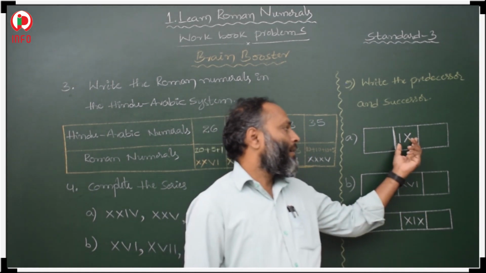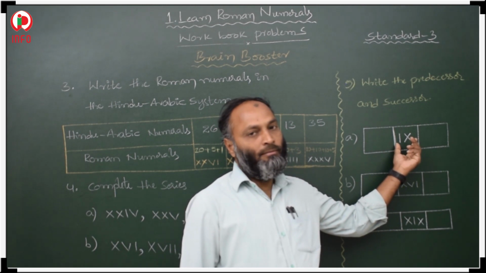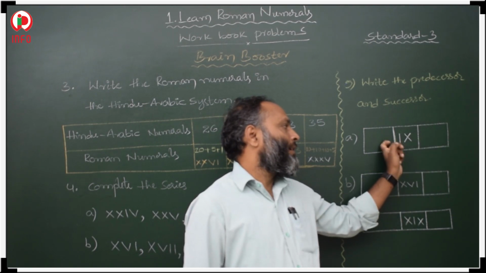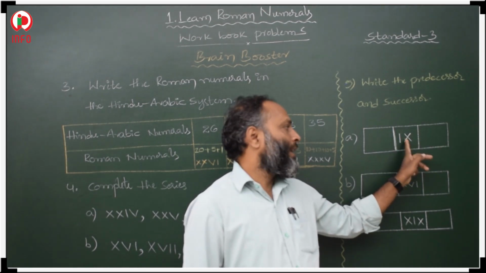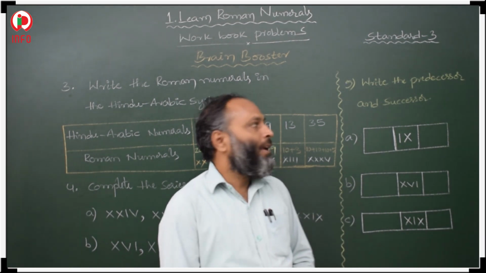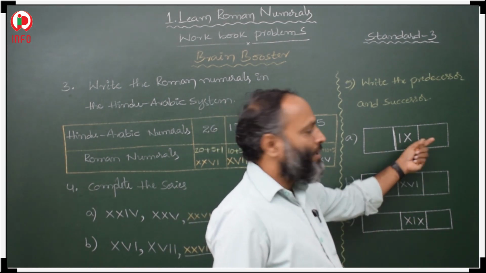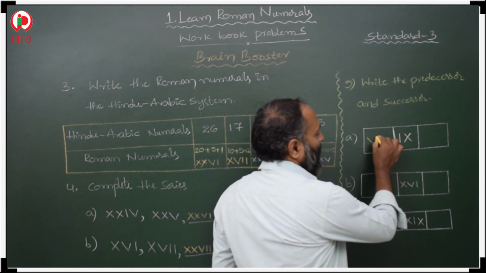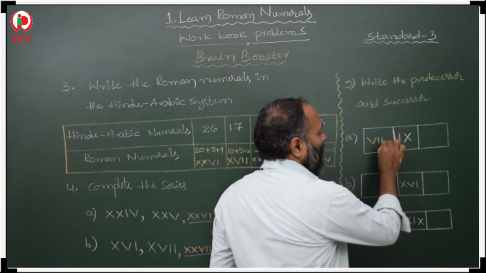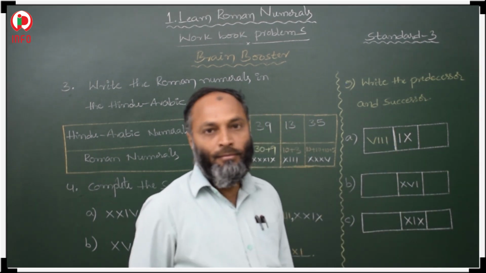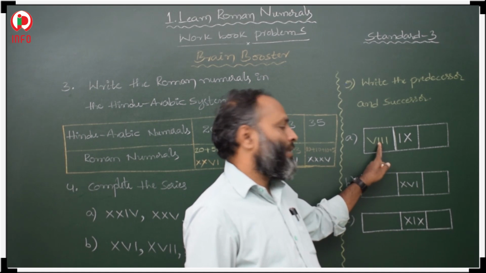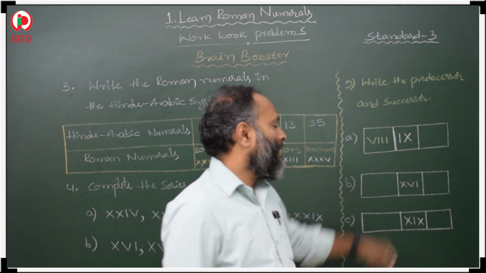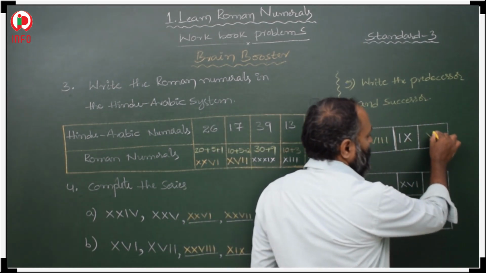Ready, sir? Here IX means 9. The predecessor of 9 is 8, and the successor is 10. We have to write 8 and 10. 8 here, 9 is given, and 10 here. 8, 9, 10. So this is 9. The predecessor of 9 is 8. We know how to write 8: 5, 6, 7, 8. Then 5 plus 1, 6, 6 plus 1, 7, 7 plus 1, 8. This is 9, and the successor of 9 is 10.